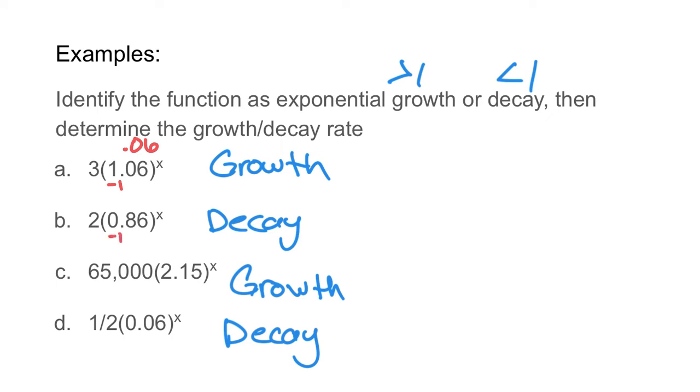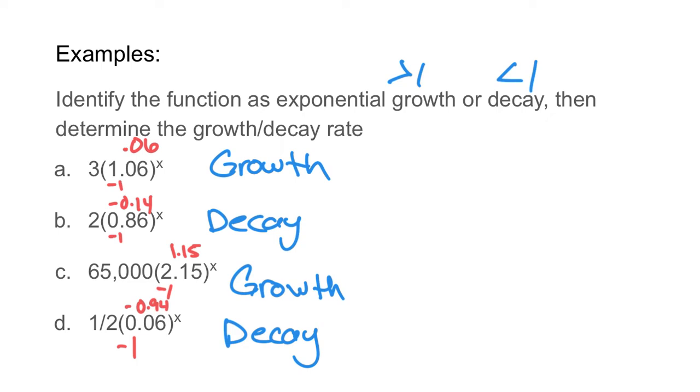0.86 minus 1 leaves me with negative 0.14. 2.15 minus 1 leaves me with 1.15. 0.06 minus 1 leaves me with negative 0.94. Here's what I know from that information.